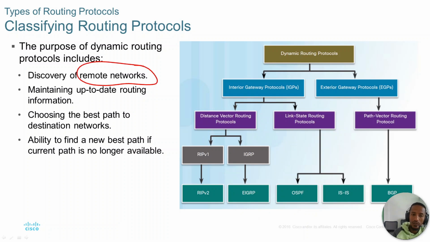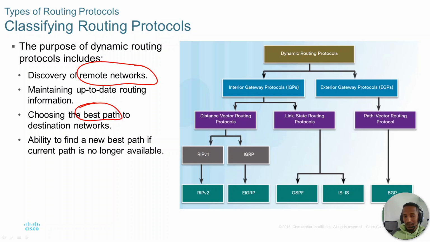The first purpose is discovery of remote networks. You need to know what the remote networks are. We'll discuss what a remote network is. Another one is that you need to have up-to-date routing information. If something happens to your network, the router always needs to have updated routing information. Why? Because if something happens, you're going to select an alternate path, and that alternate path should be safe and sound. Another one is that you need to select the best path, not only an alternate path.